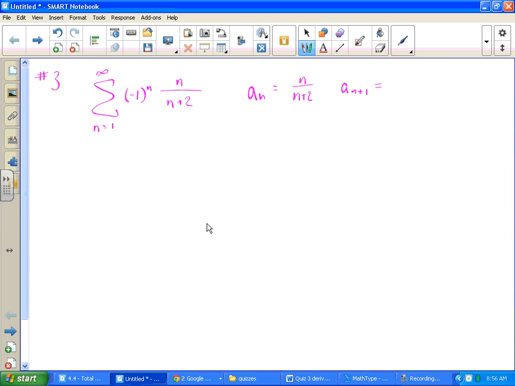Okay, so for 11.7, number 3, Chen was asking this question here. He says the alternating series test comes out to 1, so that doesn't work, which, yeah, it does. The ratio test we're going to try next because that's typically what we do next.